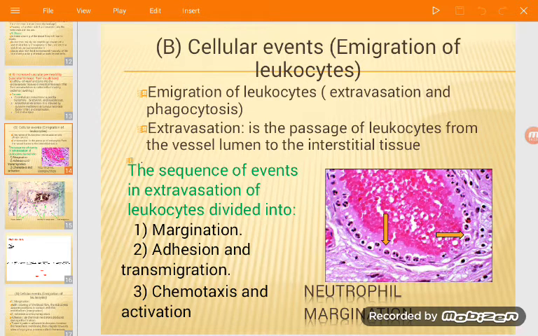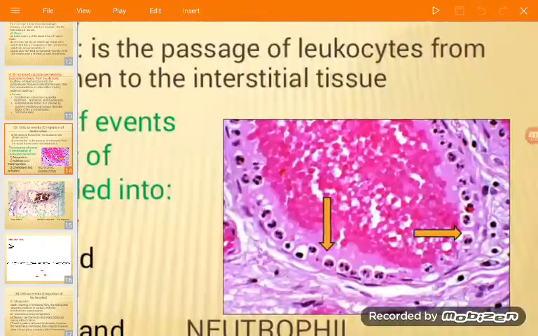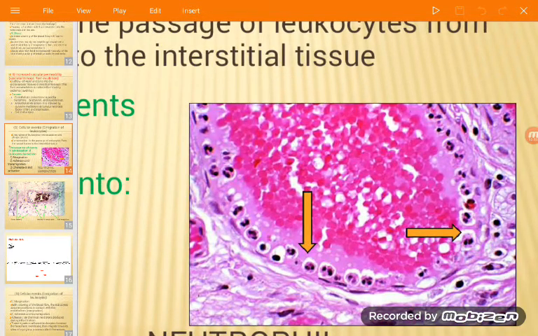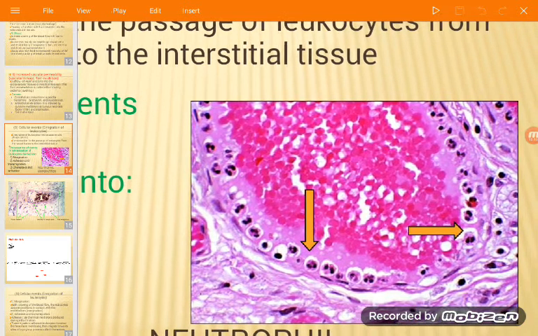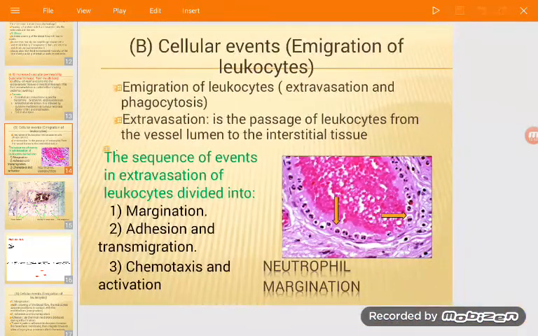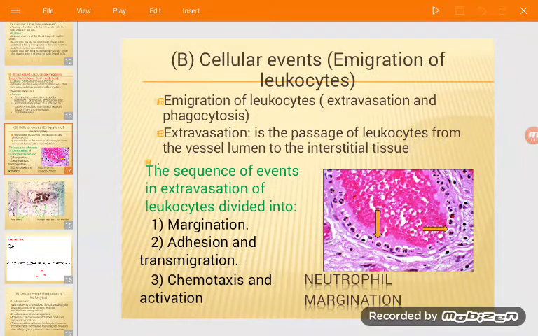Extravasation is the passage of leukocytes from the vessel lumen to the interstitial tissues. The events are divided into margination. First, the leukocyte will locate at the margin of the blood vessels, as we can see in this photo. The neutrophils are located at the margin of the blood vessels. This is called margination. Then the leukocyte will adhere to the endothelium and transmigrate. It will go between the endothelial cells to outside the blood vessels, and this is called transmigration.